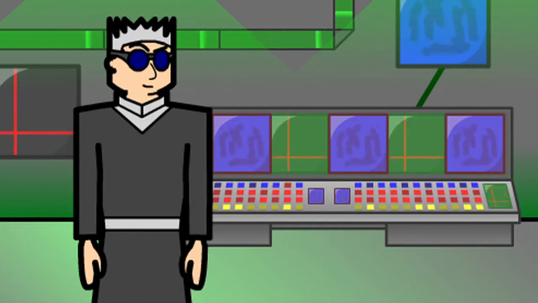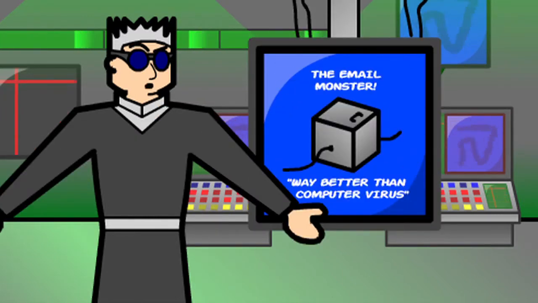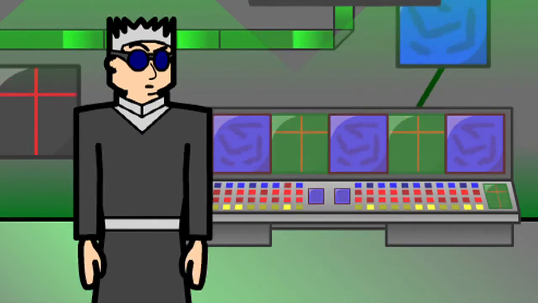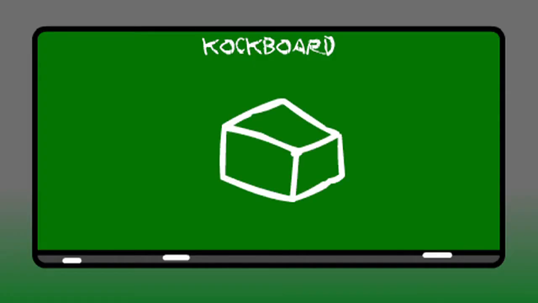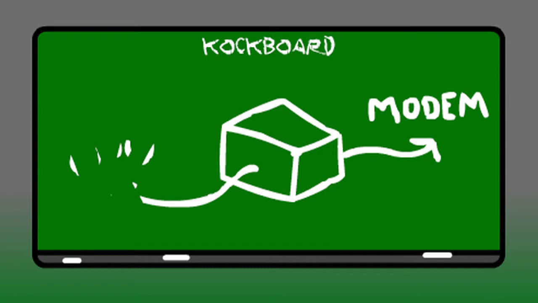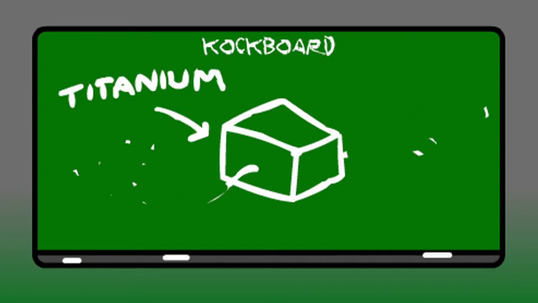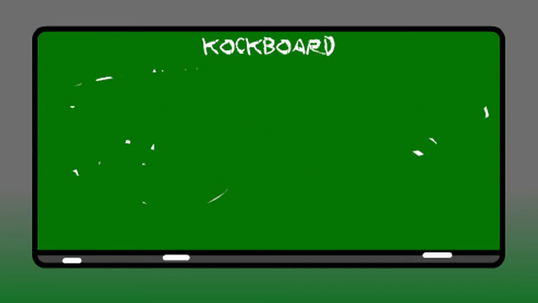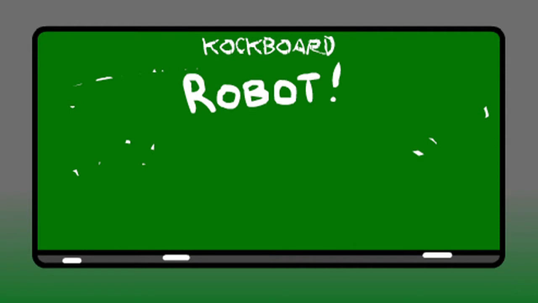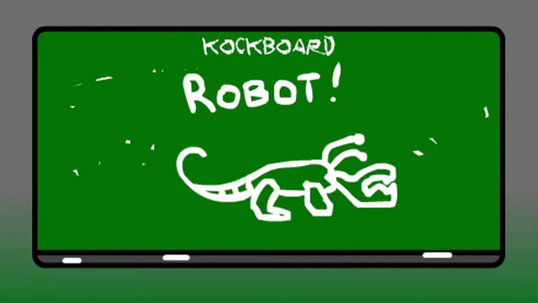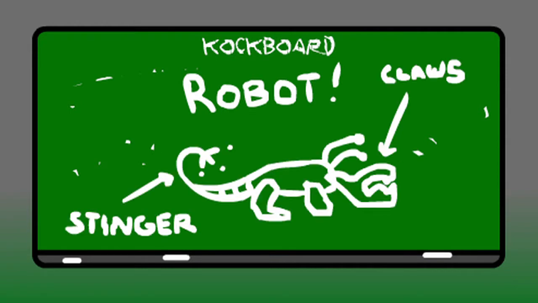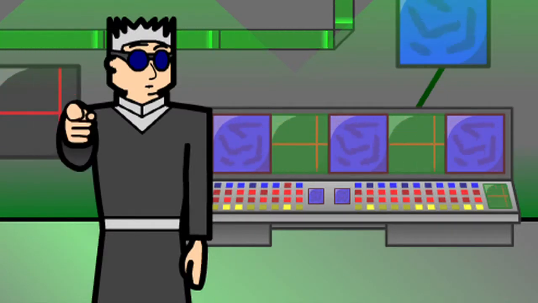Then let's make one. We will call this the email monster. First, you will need a storage unit that you will hook up between your computer and your modem. It needs to be made of titanium. Second, you will need a robot to place in the storage unit. We are going to model this robot around a scorpion, complete with claws and a poison stinger. I don't think I need to tell you how to make one of these.